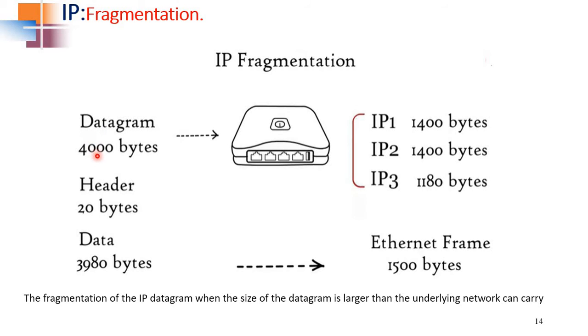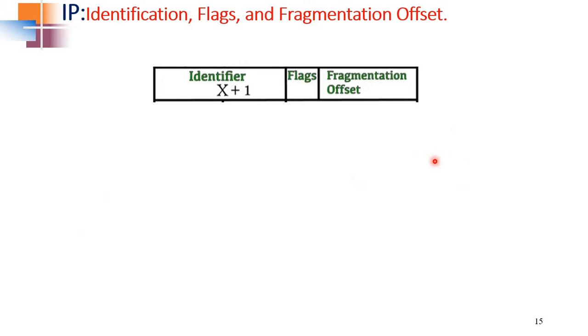So what is the actual size of your luggage? 4000 bytes. We have divided that into a header of 20 bytes. The remaining data, around 3980 bytes, is divided into 3 different luggages, that is your 3 different IP packets. This is what we are going to transfer from the source host to the destination host.